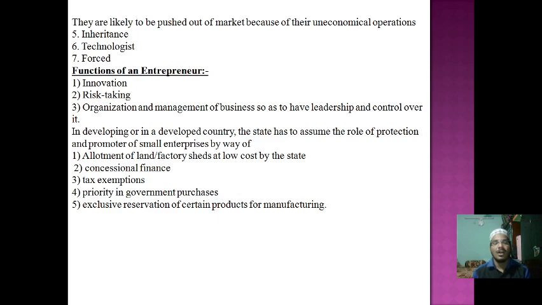In a developing country, the state has to assume the role of producer and promoter of small enterprises by way of support. Sometimes the developing countries are going to develop, and the developed countries are already developed in their qualities. Both kinds of countries should assume how they are protecting production and promoting the production of products, from small level enterprises to the largest enterprises. They have to think like this.